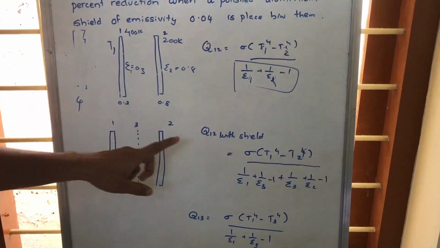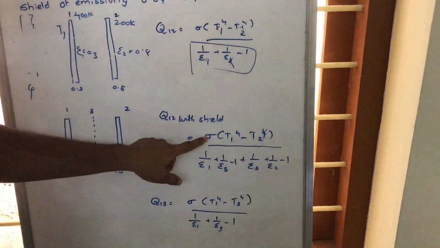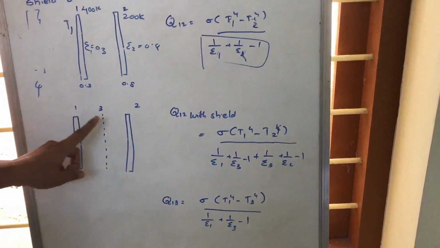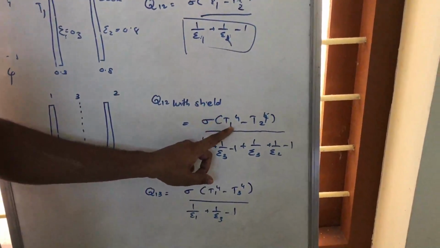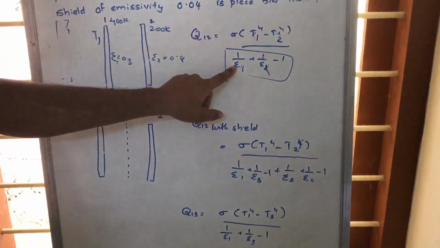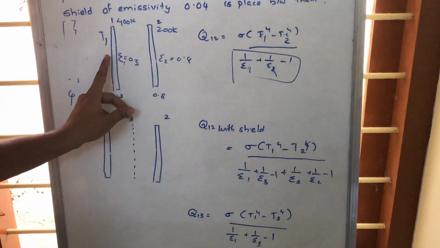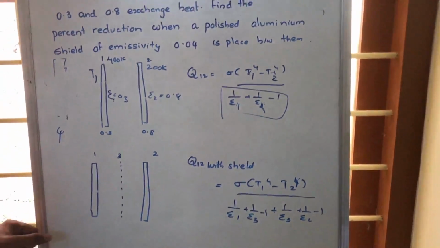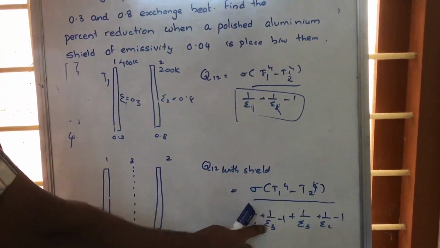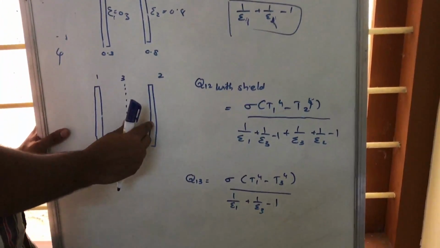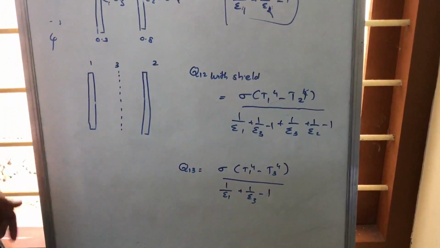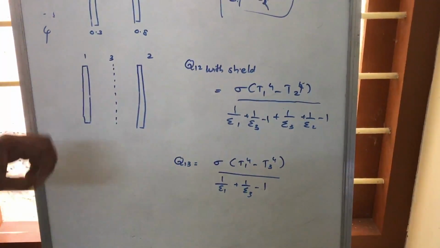Again, if we are considering the heat transfer between 1 and 2, it is equal to sigma times T1 raised to 4 minus T2 raised to 4, divided by 1 by E1 plus 1 by E2 minus 1, when only 1 and 2 are present. But when 3 is present, first we write this term for 1 and 3, that is 1 by E1 plus 1 by E3 minus 1. So this is over. Now we take this part, that is 1 by E3 plus 1 by E2 minus 1. So this is over. So we can find the heat transfer with the shield.